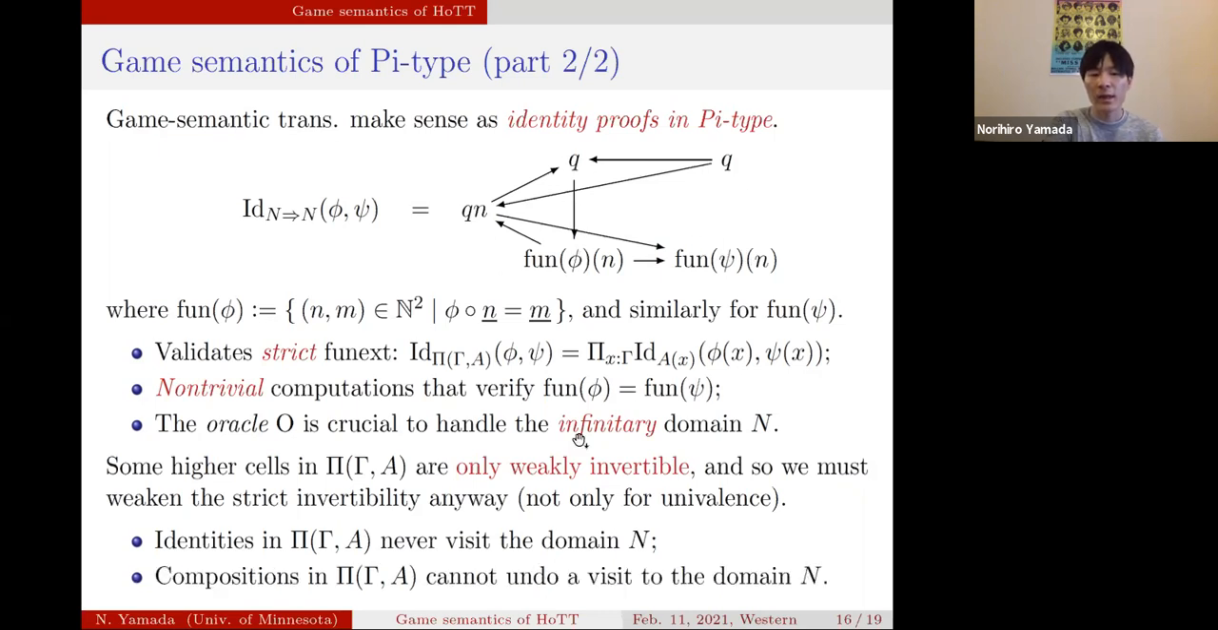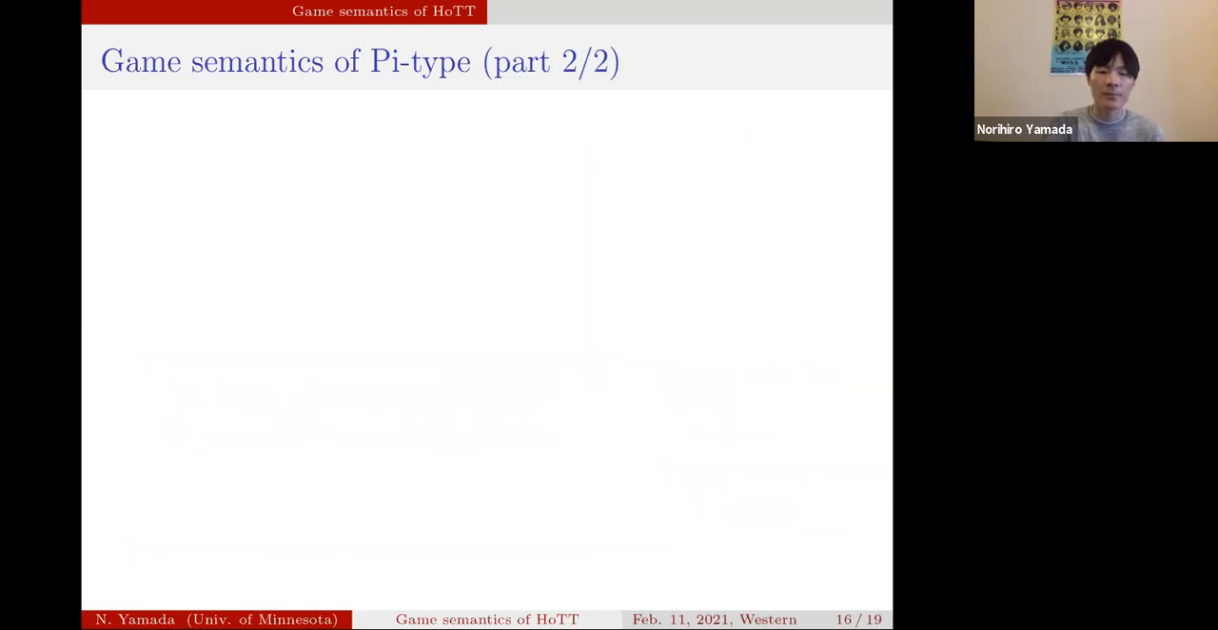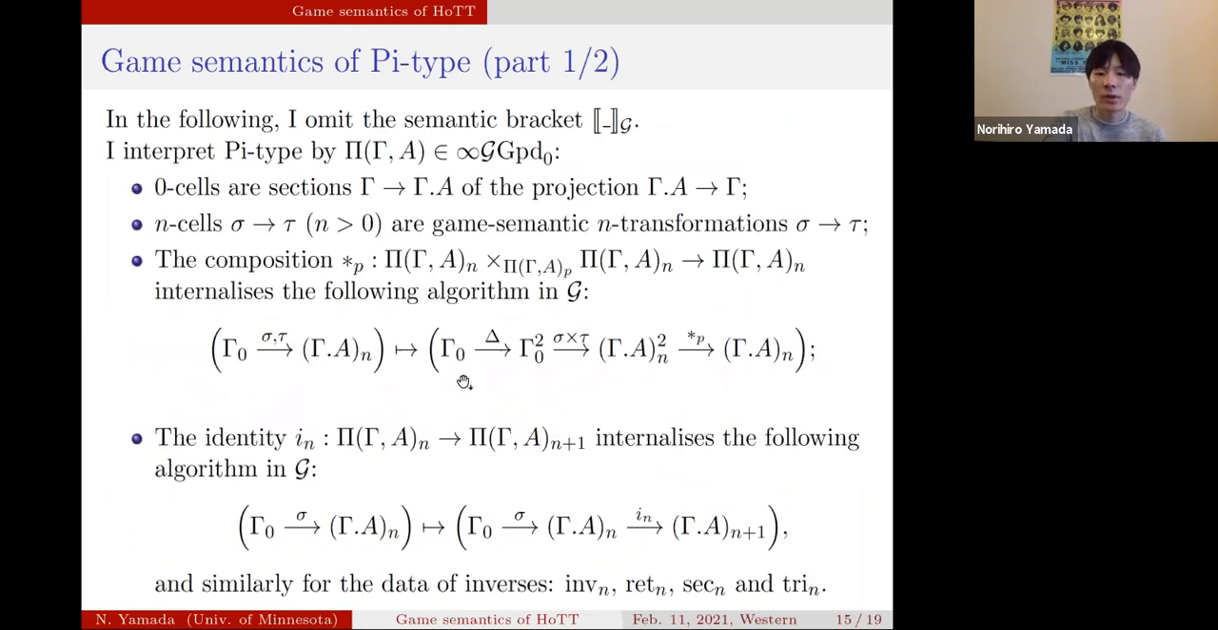On the other hand, composition in pi cannot undo such a visit. Sorry, maybe I will go back to the previous slide. So here is a composition of higher structure, a higher morphism in pi. Suppose that sigma is a strategy such that at some point it visits the domain and computes in the domain. But by this definition of composition, whatever tau is, this composition will also visit at some point the domain, gamma 0.